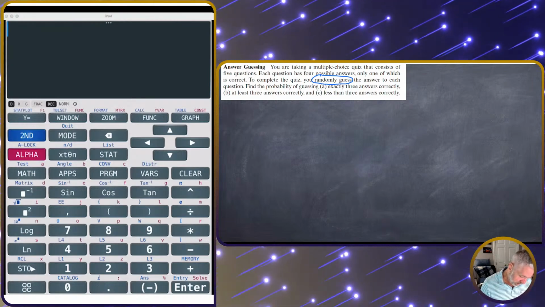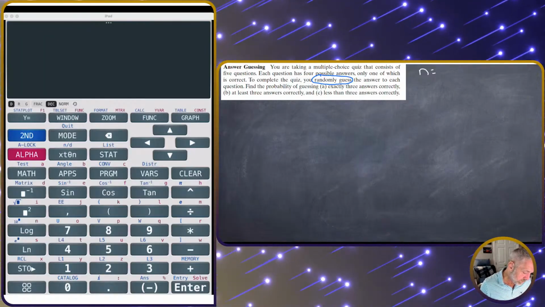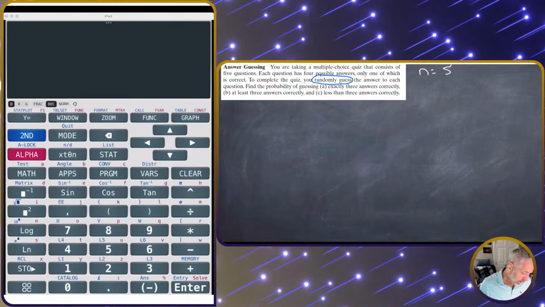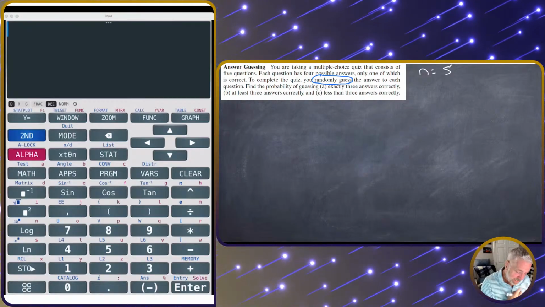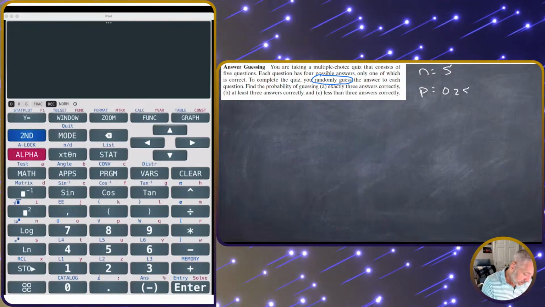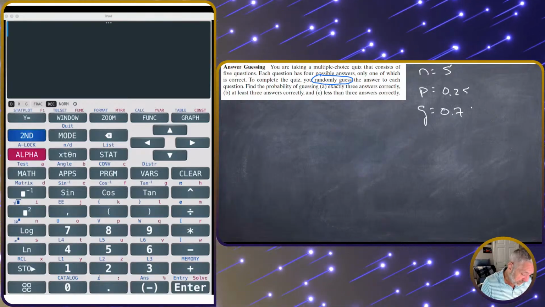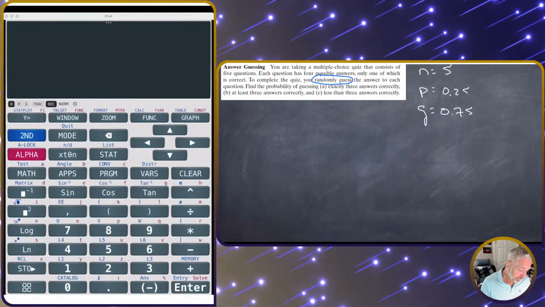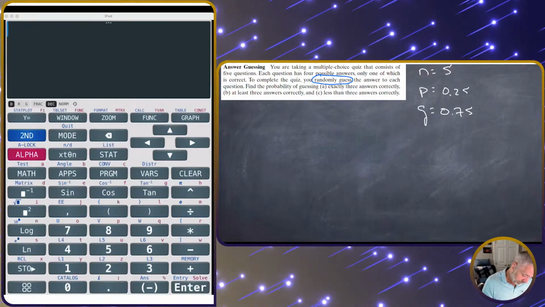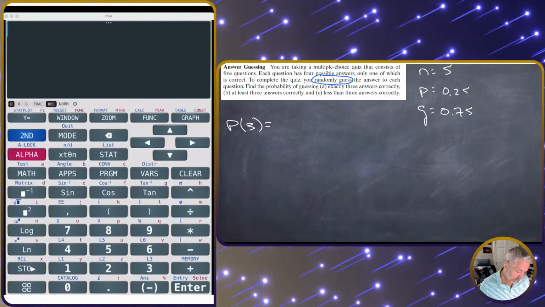I have to first determine what my n is. 5 questions. So n equals 5. 4 possible answers on each. So probability of success is 0.25. And the probability of not success or failure would be 0.75. Got everything that I need for the moment. To find the probability of guessing exactly 3 answers correctly. Okay. So what's the probability of getting 3 answers correctly?